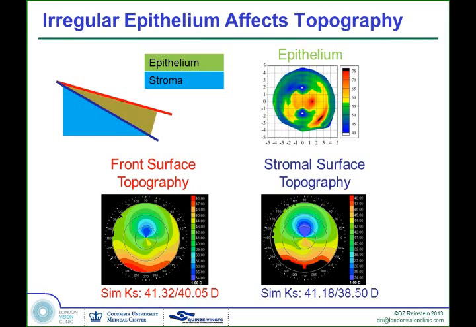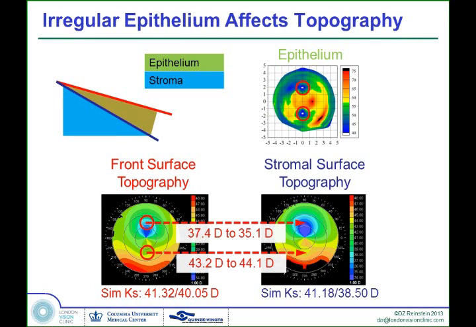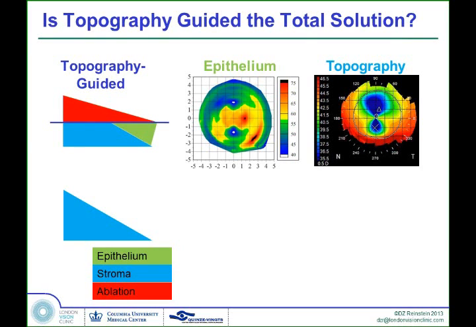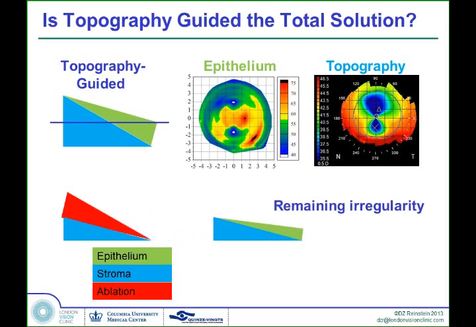So we can see here, for example, that the difference in keratometry from top to bottom was 5.8 diopters from the front surface, but it was 9 diopters on the stromal surface. So the epithelium had done a 3 and a bit diopter compensation for us. The topography does not represent the actual stromal irregularity. And so a topography-guided treatment is trying to straighten out based on the surface of the cornea, which is removing that tissue. So if you remove that from the stroma, you're going to get remaining irregularity, which may or may not be compensated for by the epithelium, and therefore you can remain with irregularity.